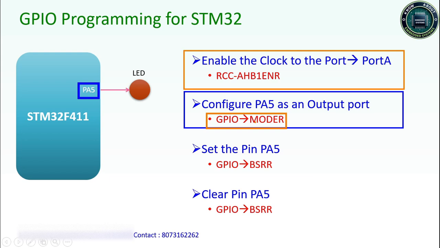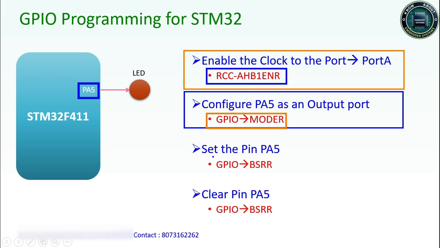I'll explain later. And even to enable the clock, we have to use a register called AHB1ENR. AHB stands for Advanced High-performance Bus, ENR stands for enable register. So we have to enable the clock. RCC stands for reset and clock control. Okay, like that.